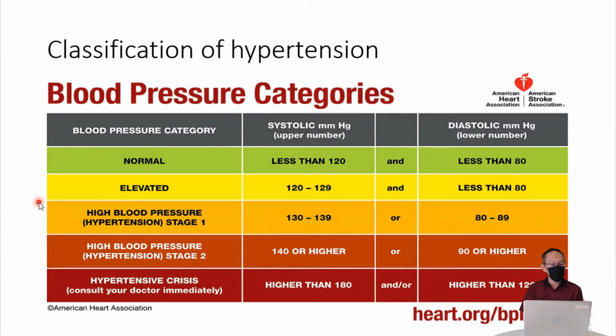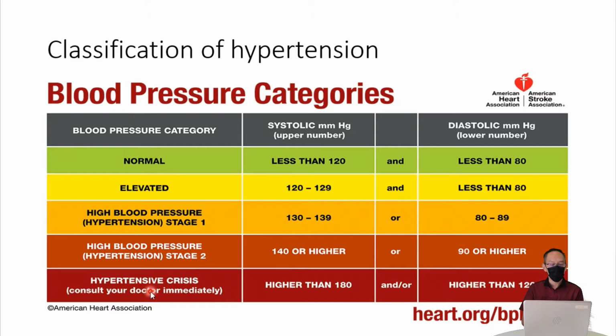High blood pressure stage 1 is when the systolic blood pressure runs about 130 to 139, or diastolic 80 to 89. You can see from the chart here, the difference between elevated and stage 1 is "and" or "or". So either the systolic is 130 to 139, or the diastolic 80 to 89, we will label this person as stage 1 high blood pressure. High blood pressure stage 2 means 140 or higher, or 90 or higher. It's either one or both.